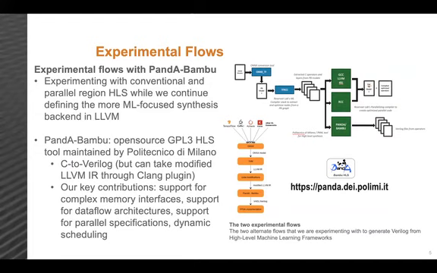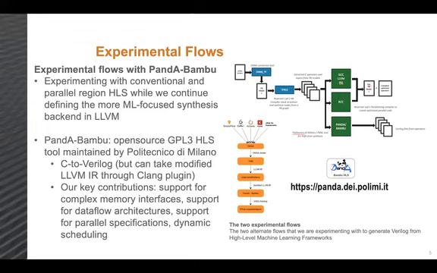The tool was initially designed to support C to Verilog, but now has support for other languages like C++ and even Fortran more recently. But it can also digest LLVM IR through a Clang plugin. During the years, we have been making contributions in methodologies supporting complex memory interfacing and dataflow architectures, and the synthesis of parallel specifications, for example task-based parallel specifications, and a dynamic scheduler to help cope with the load imbalance between the tasks.